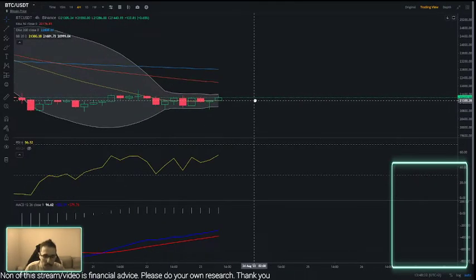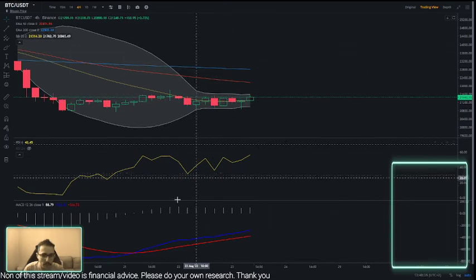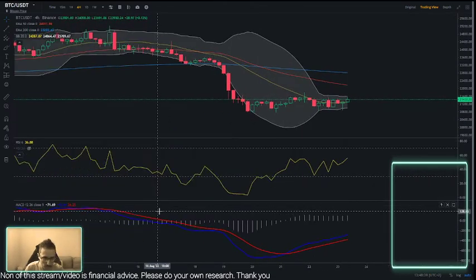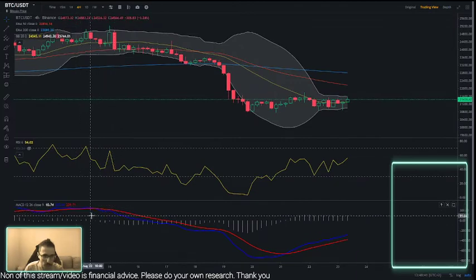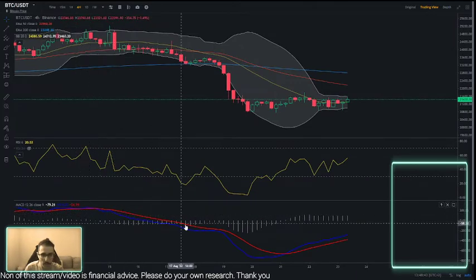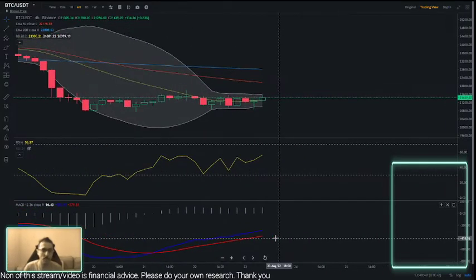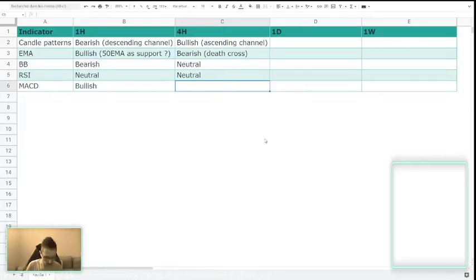And the MACD indicator, so the good thing is the lines crossed right there. They crossed also here, which indicated a downtrend, and this is indicating an uptrend. So this is bullish without any kind of doubt.